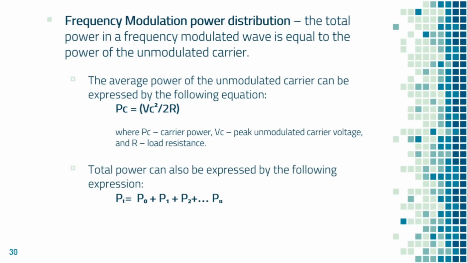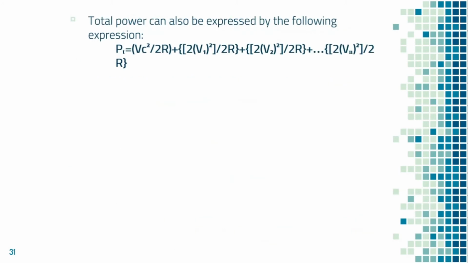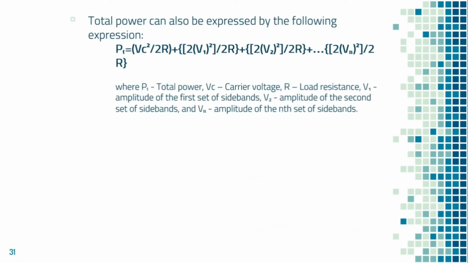Yung total power can also be expressed by the following expression, which is total power is equal to P0 plus P1 plus P2, and so on, where PT is total power, P0 is the modulated carrier power, P1 is the power in the first set of sidebands, P2 is the power in the second set of sidebands, and Pn is the power of the nth set of sidebands. So much like the previous formula, this formula is essentially the same, pero gagamitin natin tong formula pag hindi given yung power. Ang gagamitin natin to pag ang given is yung amplitude ng sidebands.